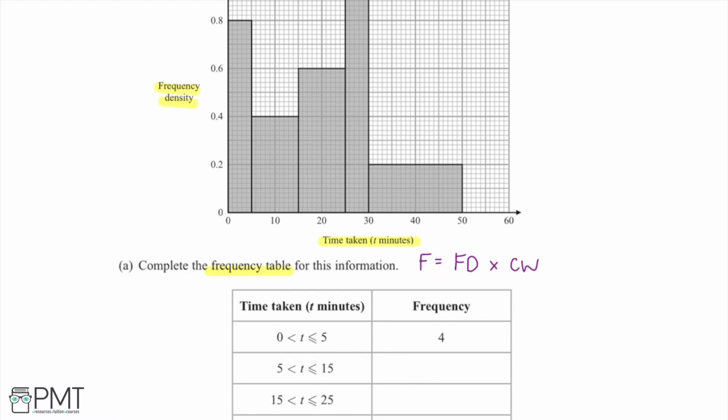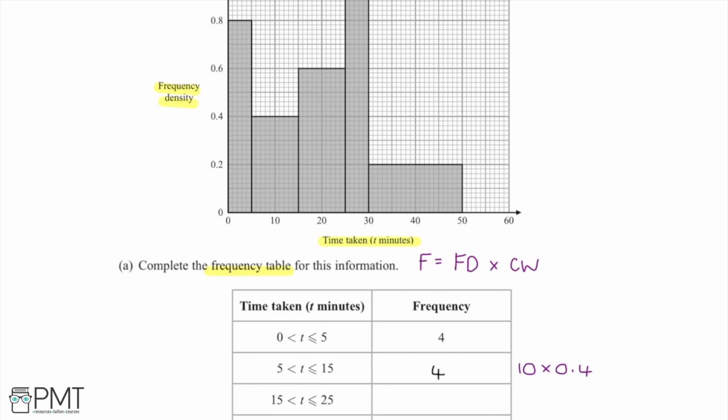So if I'm going to use this formula to work out the frequencies for each interval, we can firstly look at this one, so 5 to 15. That corresponds to this bar here, and it has a class width of 15 minus 5, so 10, and it's going to have a height or a frequency density of 0.4. So here we're going to have 10 multiplied by 0.4, and that gives us an answer here of 4.